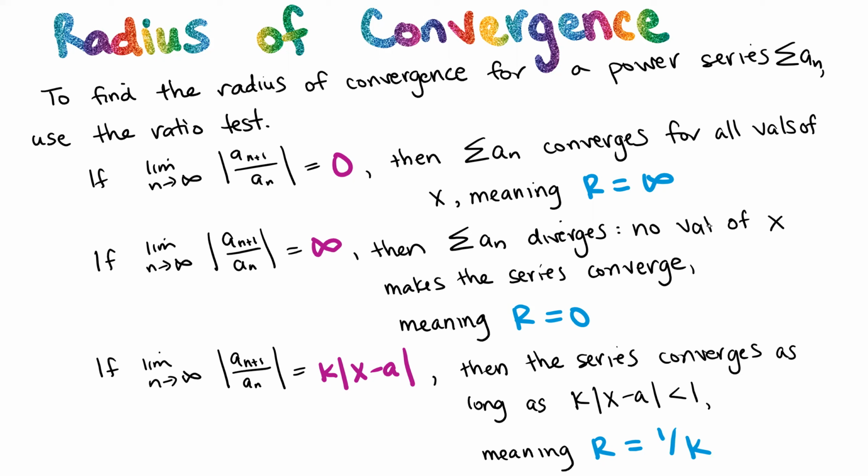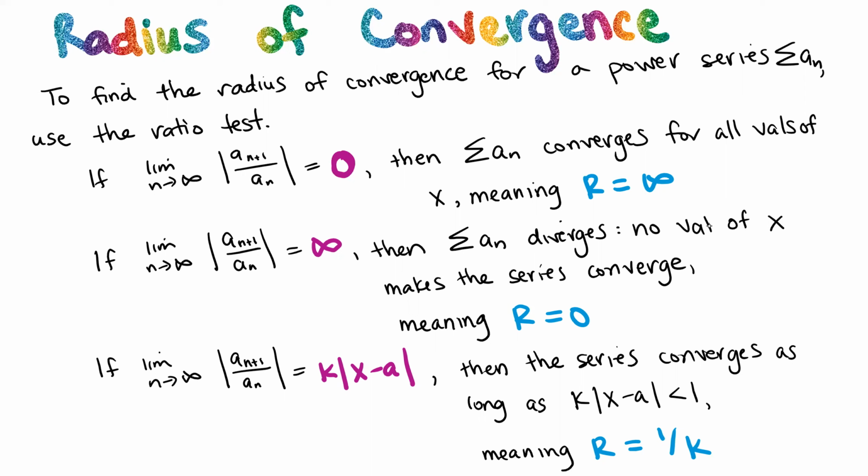So when we use the ratio test for a power series, there are three results that can come out. One of the results is that this limit can equal 0. Another result is that the limit could equal infinity. And the last result is the limit could equal some constant k times the absolute value of x minus a.